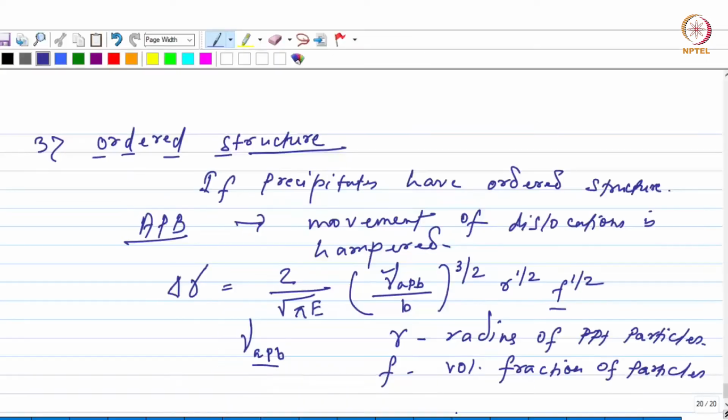Hello and welcome back. So right now we are discussing precipitation hardening, and in the last lecture we started talking about the mechanism of strengthening in this phenomenon. Okay, so let us go to the next mechanism of strengthening with regard to precipitation hardening.